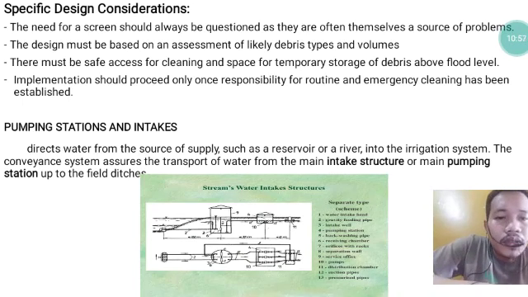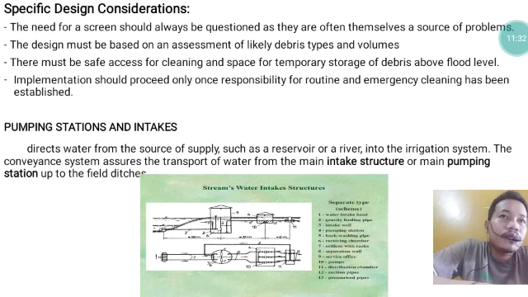So next is pumping station and intakes. Pumping station and intakes direct water from the source of supply such as reservoir or river. The pumping station conveyance system assures the transport of water from the main intake structure or main pumping station up to the field or ditch. It is very important to use this pumping station if you have to plan irrigation for your certain farmland, you can use this kind of structure.